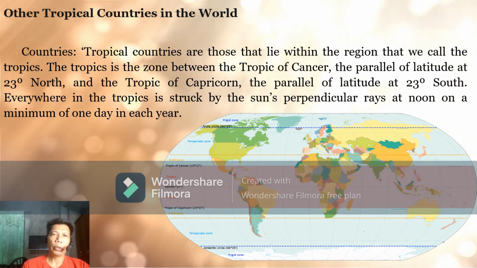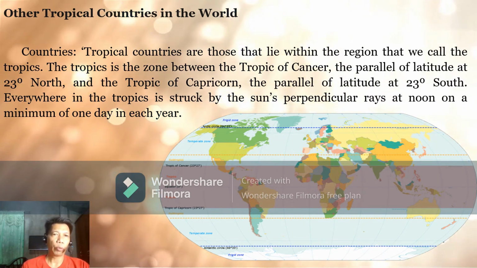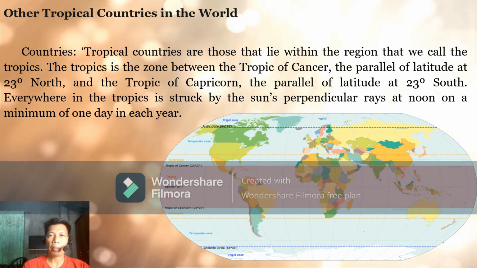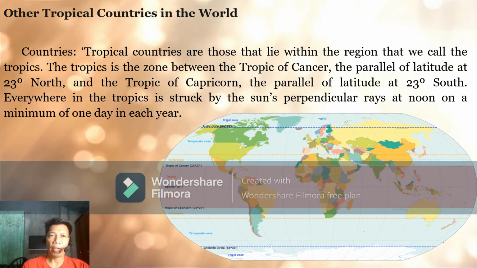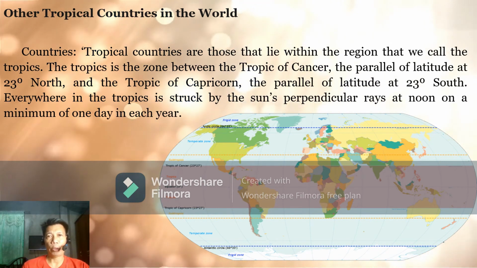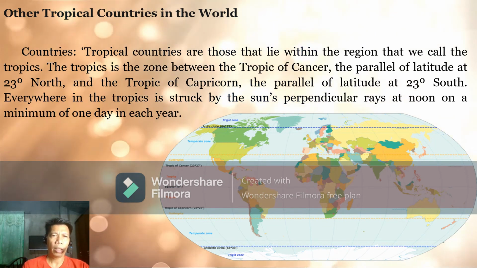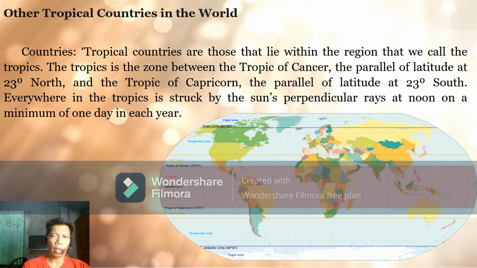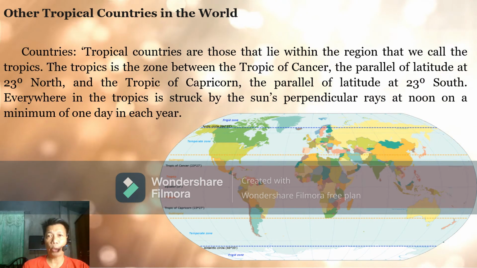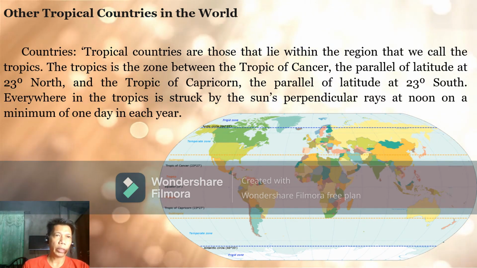Tropical countries are those that lie within the region that we call the tropics. The tropics is the zone between the Tropic of Cancer, the parallel of latitude at 23 degrees north, and the Tropic of Capricorn, the parallel of latitude at 23 degrees south. Everywhere in the tropics is struck by the sun's perpendicular rays at noon on a minimum of 1 day in each year.